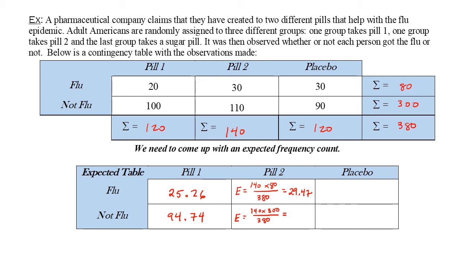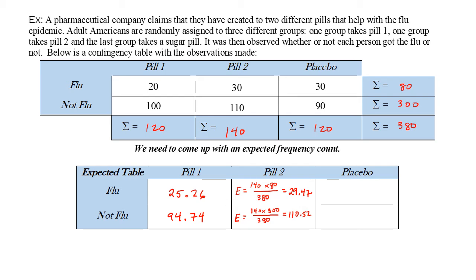So when we compute that, we get something around 110.52. And actually what I notice here is that the expected values that we get for pill 2 are a lot closer to the observed values than what we got here. So maybe pill 2 is not as effective as pill 1, because here the observed values of those who got the flu compared with the expected values are pretty close. So they're not too different.